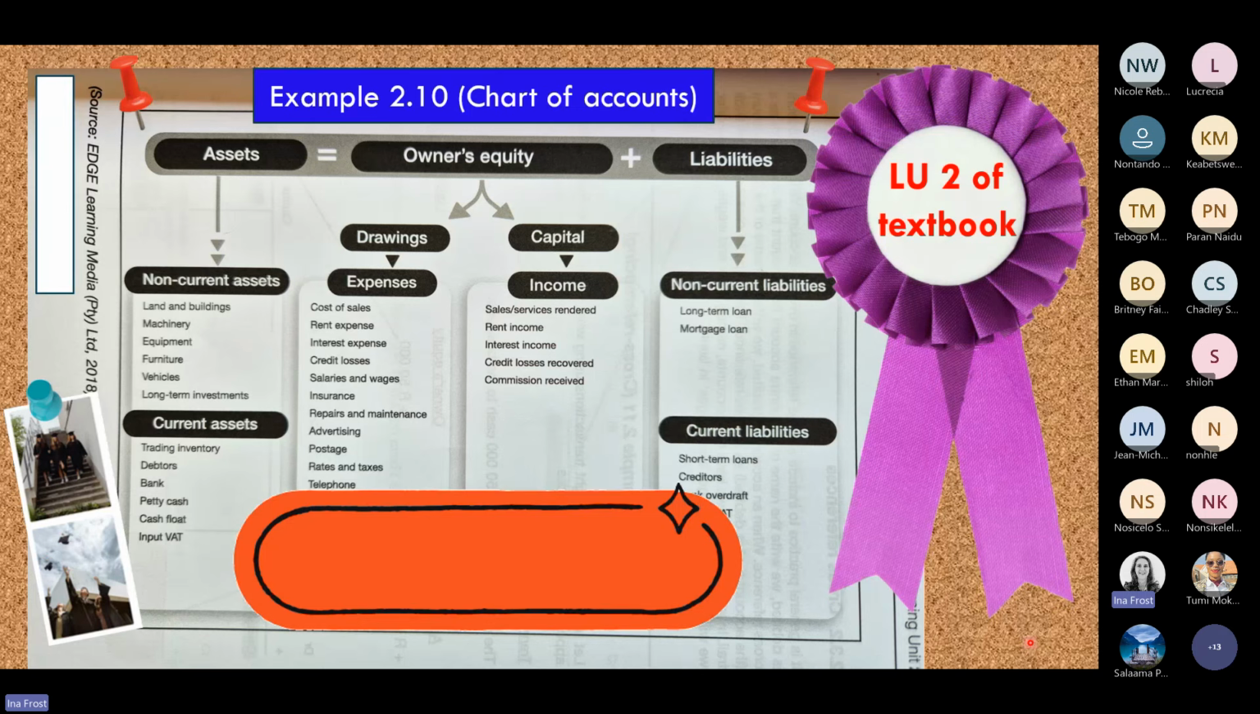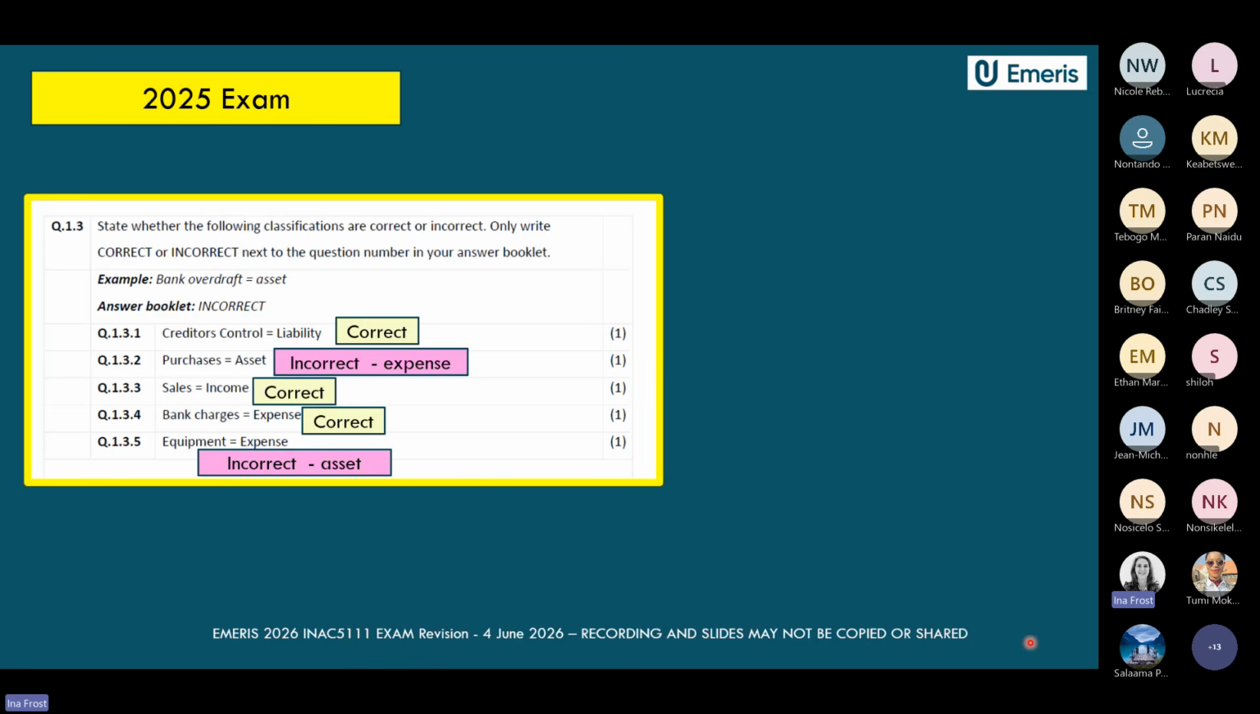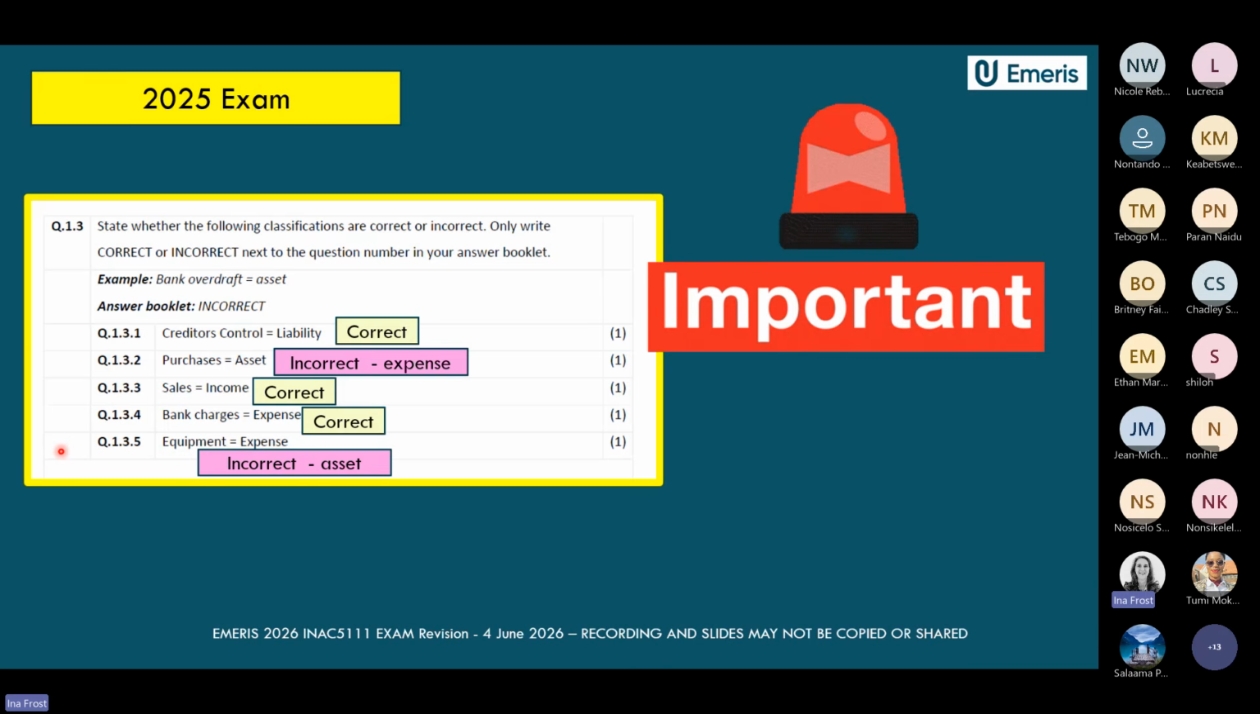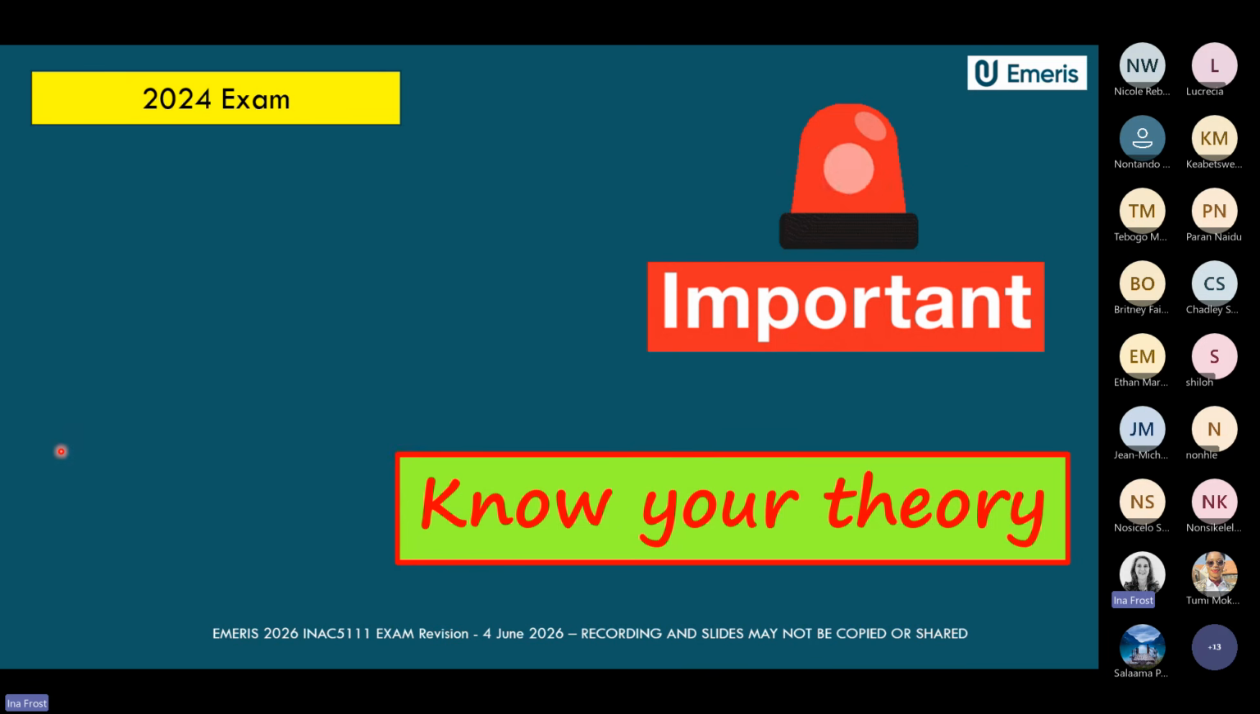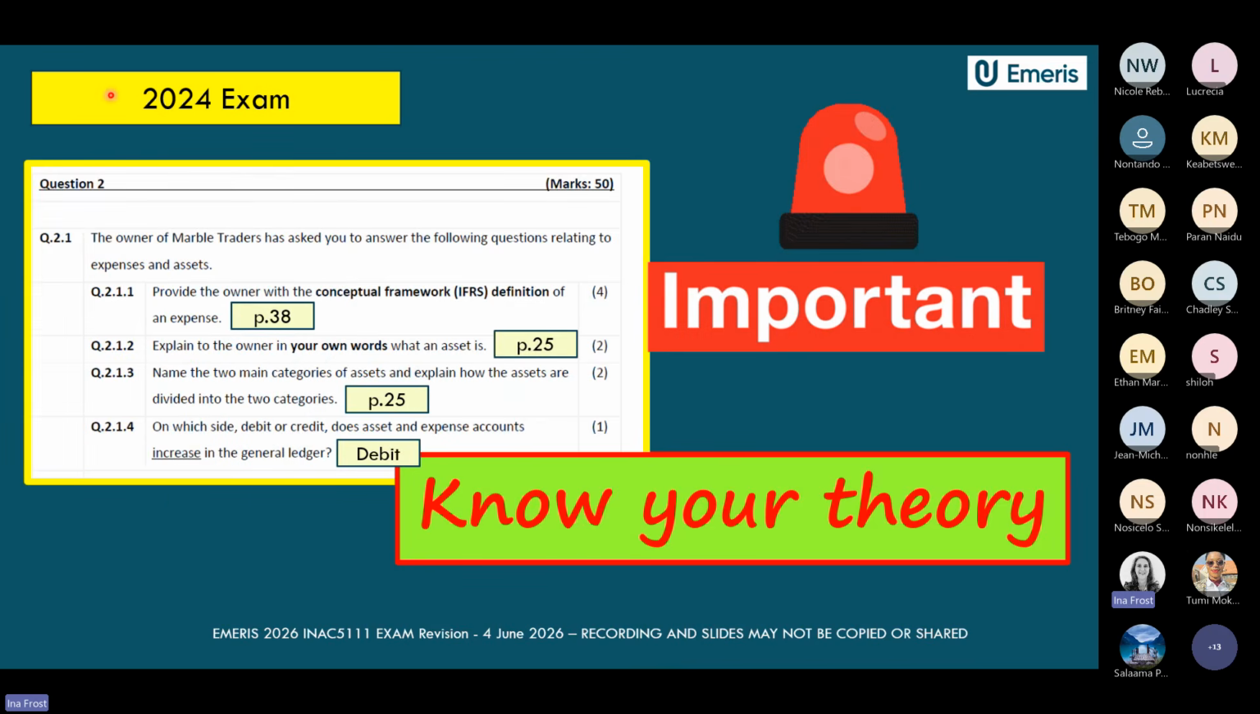And it's important for your other learning units, but we can also test you on that chart of accounts just on its own. So here in the 2025 exam, we actually had a standalone question on that example 2.10. And again, just to stress the importance of knowing your theory when you come into the exam, here in 2024, there was another theory question that also looked again at that learning unit 2.